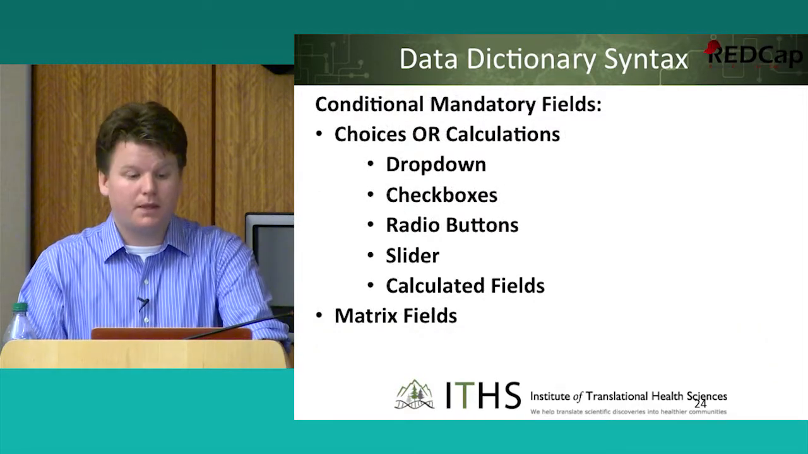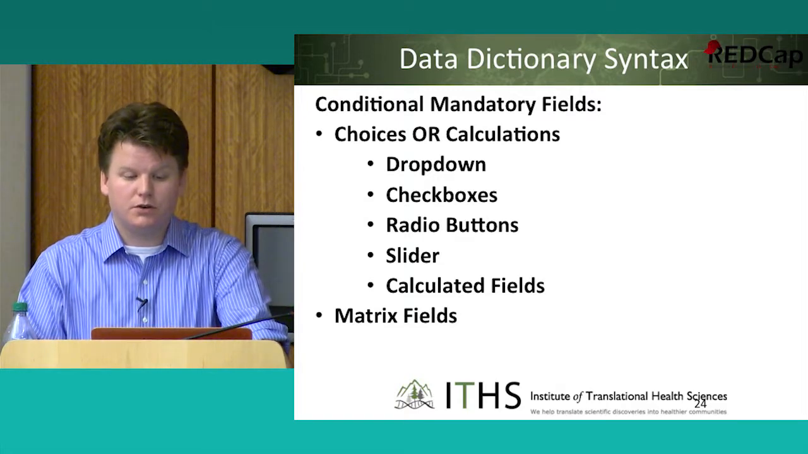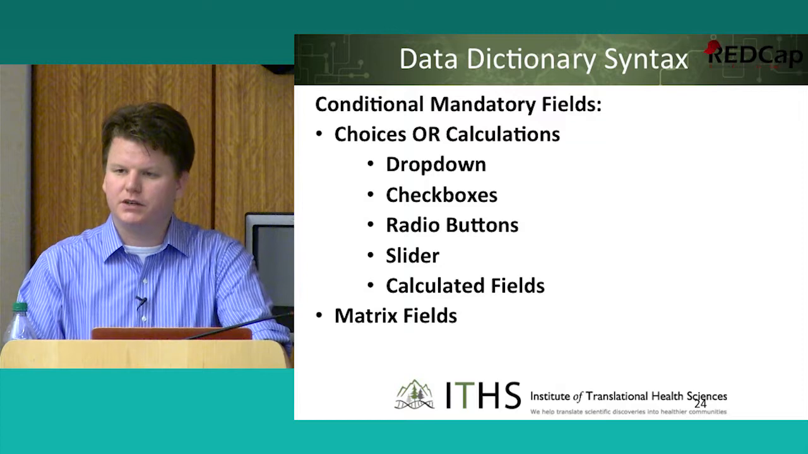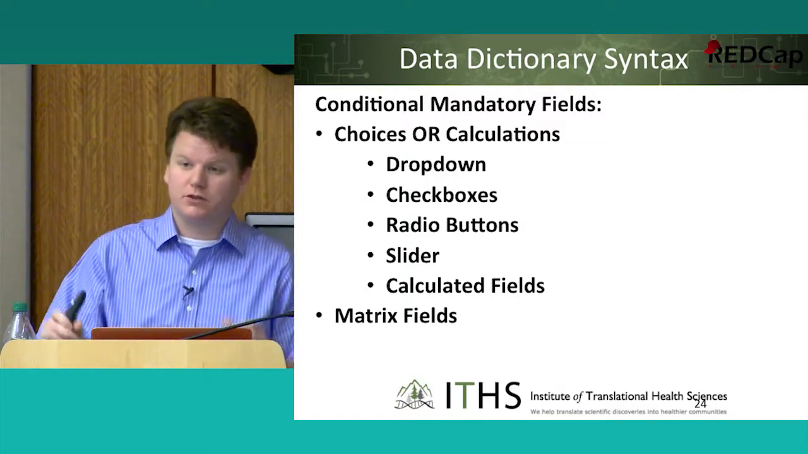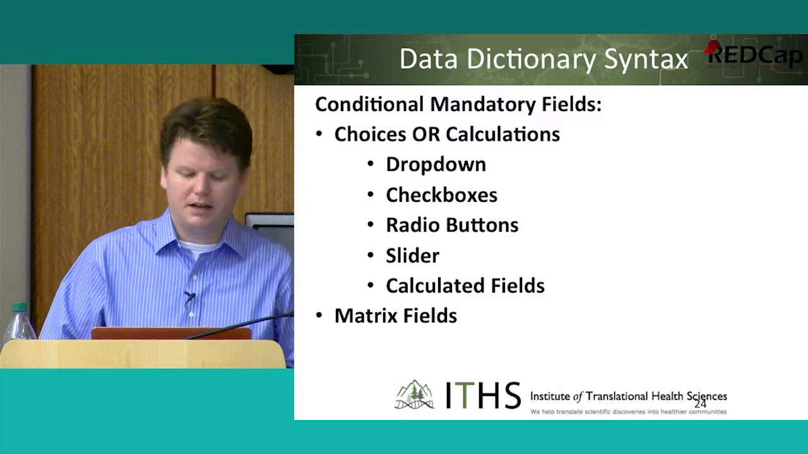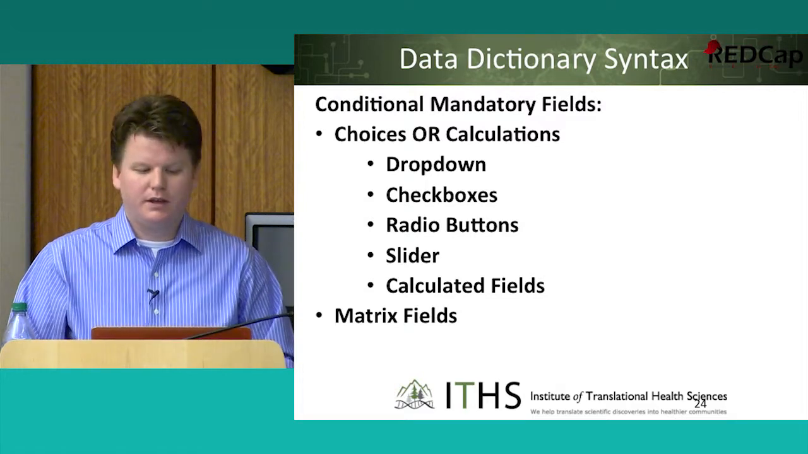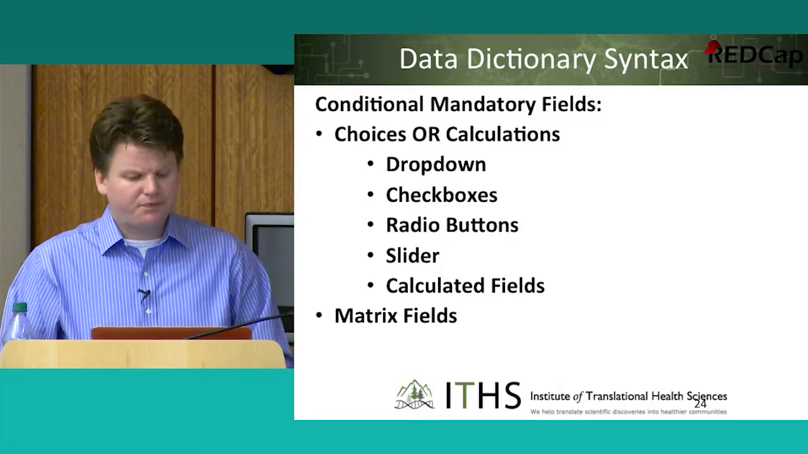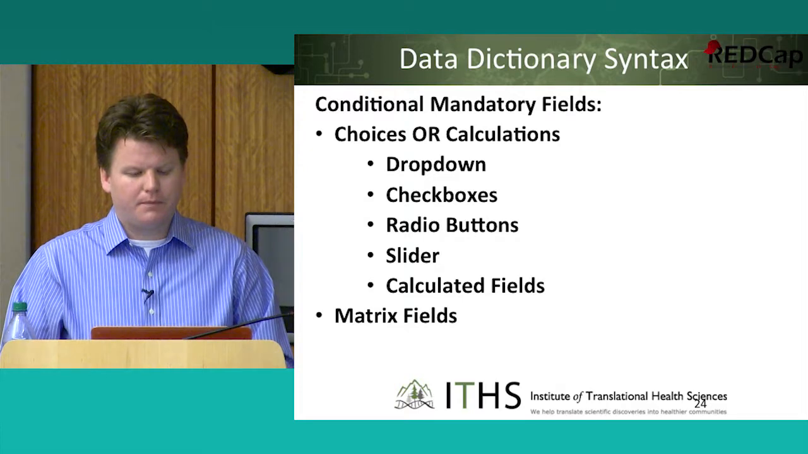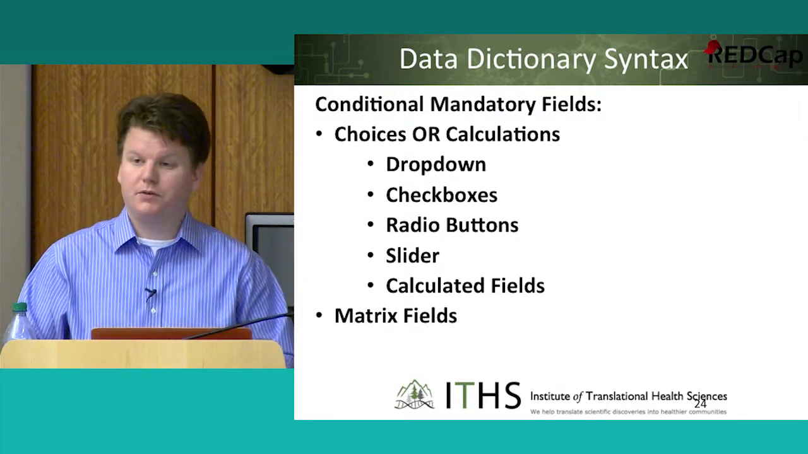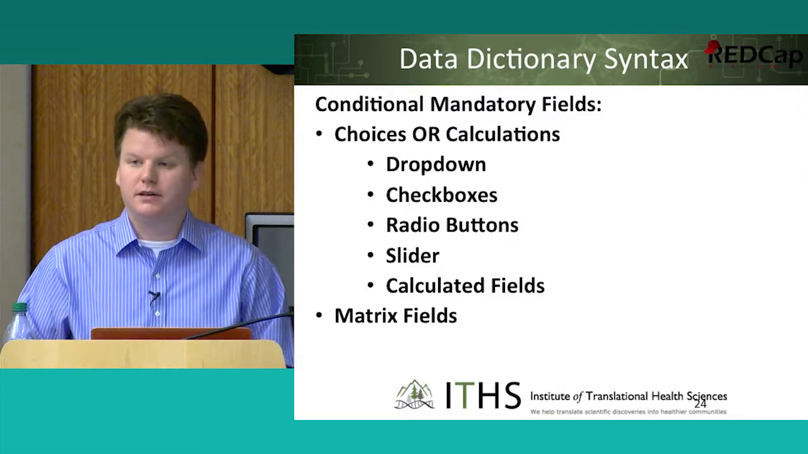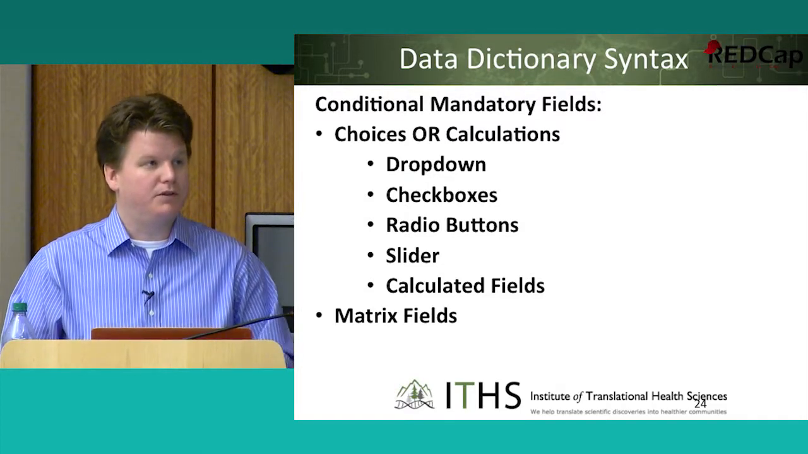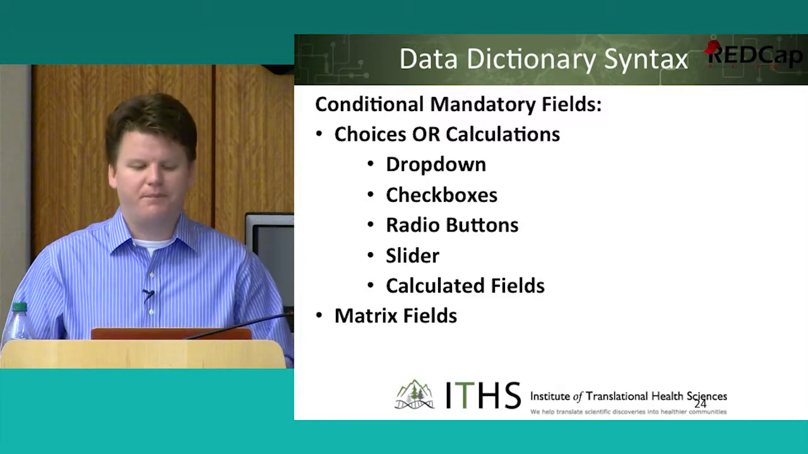Conditional mandatory fields. So mostly choices or calculations. Choices are for the drop-down, checkboxes, radio buttons, and a slider. The slider is in there because you need to have labels for a slider. So the left and the right hand. The middle one's optional. And of course calculated fields. Calculated fields need a calculation. The matrix fields are conditionally mandatory because if you want to make a matrix, you need to have that field filled out. So you have to give it a matrix name. More about that later.